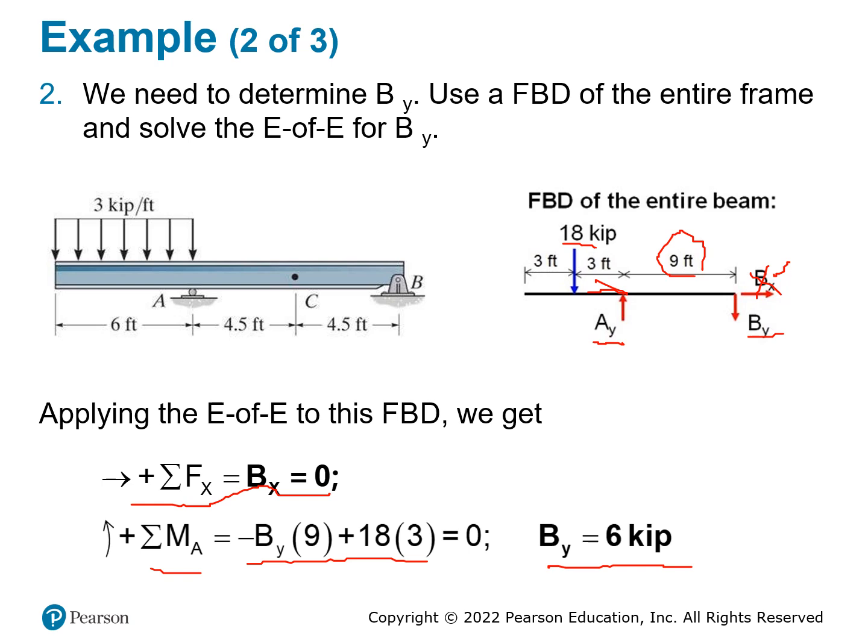Now the last thing we need to find is AY, and it's very simple because this 18 is going down, this BY of 6 is going down, and it should be equal to the AY going up. So you sum these two, and that should be AY. AY should be 18 plus 6, that should be 24 kips. Okay, 24.